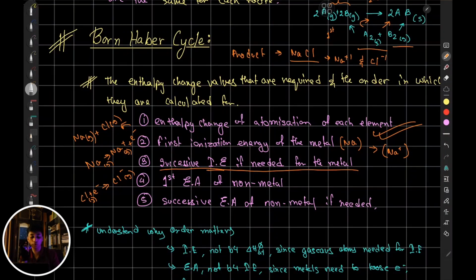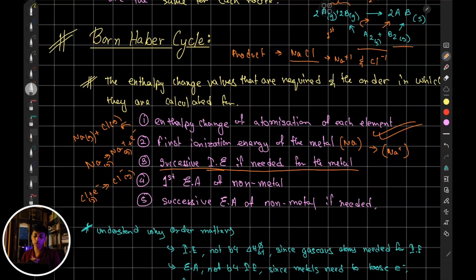If the metal was not sodium and it was aluminum, what would you do? You would have the third successive ionization energy, or third ionization energy. Why? Because it has to lose 3 electrons. Great. So depending on the compound formed, your number of variables or number of steps can change. Therefore, don't just try to memorize any set of rules to apply in a Born-Haber cycle.